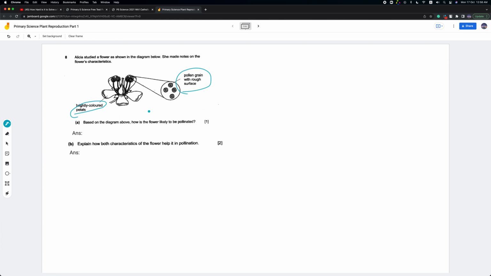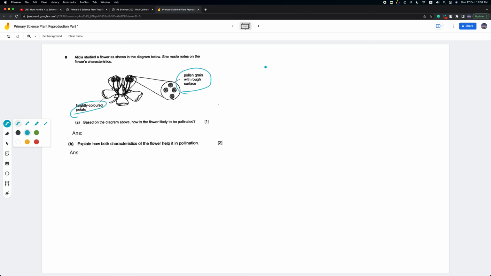Based on the diagram above, how is the flower likely to be pollinated? Alright, so we have to answer based on the diagram that we have here. And we have two clues: brightly colored petals, pollen grain. Now, for this kind of question, you need to remember the concepts.